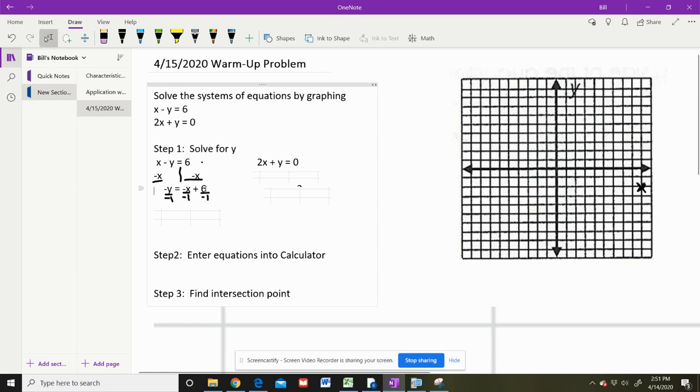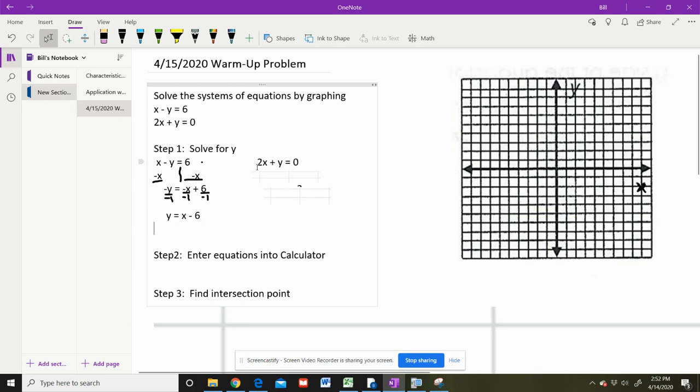And then the next step is we have this negative sign in front of y. So we want to get rid of that negative. We want to have a positive y at the end. So we're going to divide each term by a negative 1. So negative y divided by negative 1 gives us a positive y. Negative x divided by a negative 1 gives us a positive x. Positive 6 divided by negative 1 gives us a negative 6. So our first equation is going to be y is equal to x minus 6.